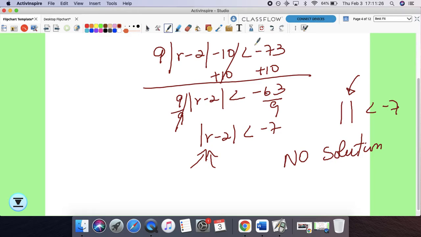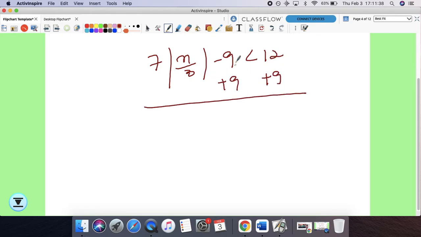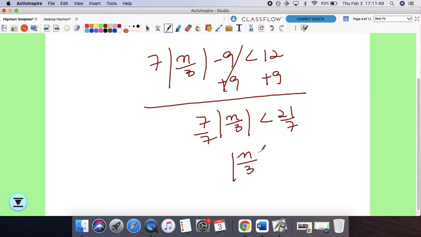It's just not going to happen. What's next? 20 and 22. Oh, good. All right, so 27 minus 9 less than 12. So let's do plus 9 to both sides. That goes away. I'm left with 7 and n over 3 absolute value. That's 21. Divide both sides by 7. And I get this, less than 3.